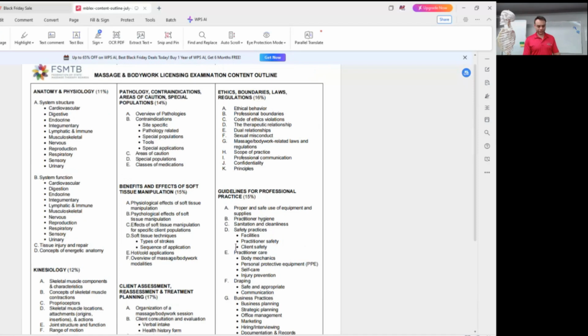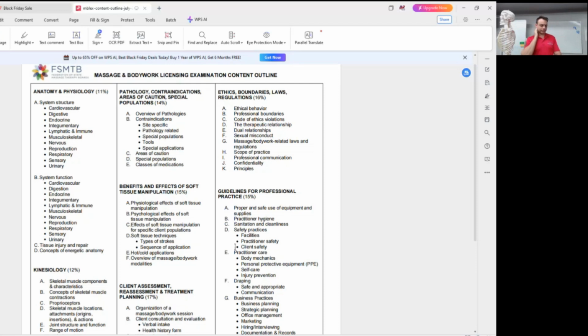Ethics, boundaries, laws, and regulations. Probably the most simple, yet very large section of the MBLEX. How do you behave ethically as a massage therapist? Now, obviously, we can see that there are various breakdowns here. Excuse me. So I'll try to pick out just a few, and then I'll go over a general concept of how to approach ethics.